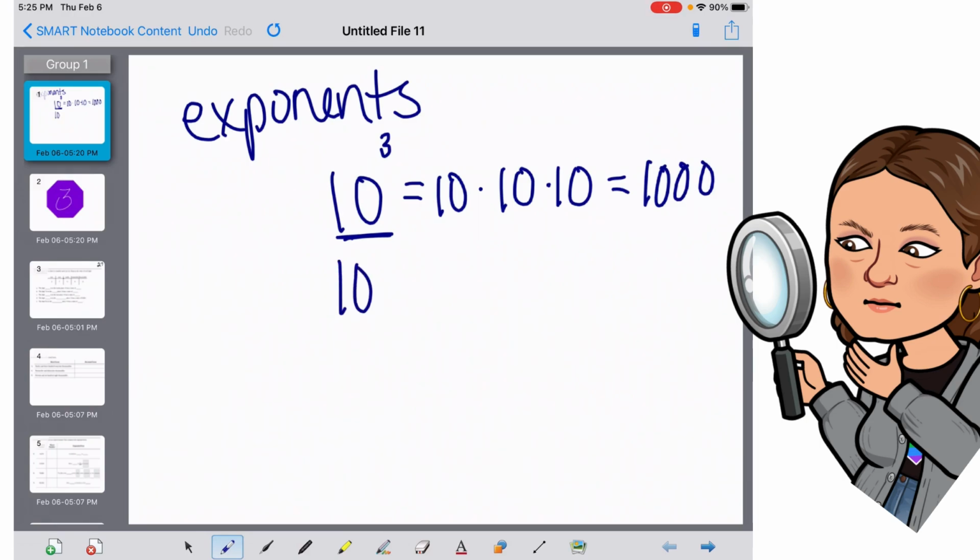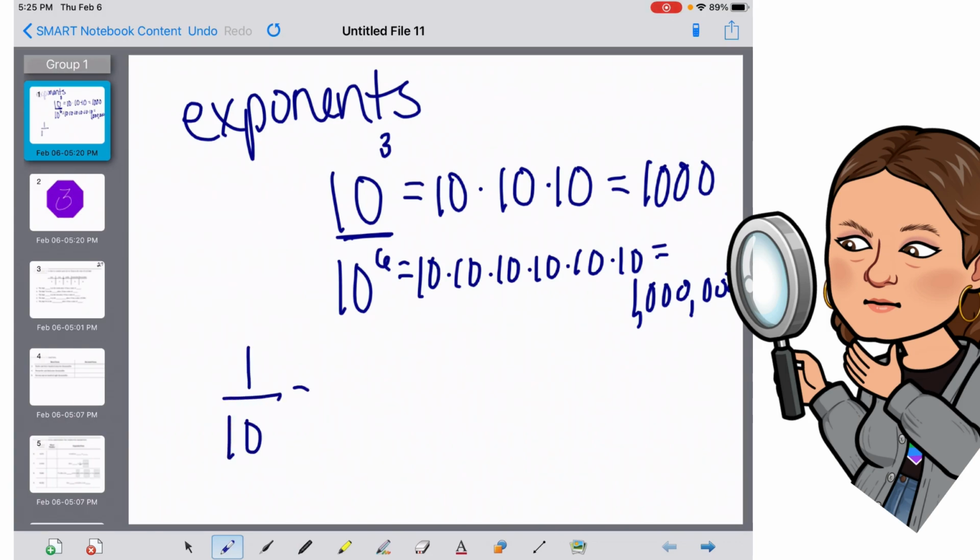Same thing if we had 10 to the 6th power. We would be saying 10 times 10 times 10 times 10 times 10 and times 10. We know that would equal 1 million. Next thing I want to remind you that we talked about yesterday is that numbers like this, 1/10, can also be written like this. Numbers like 100th can be written in decimal form. We will use all of these things in today's lessons.